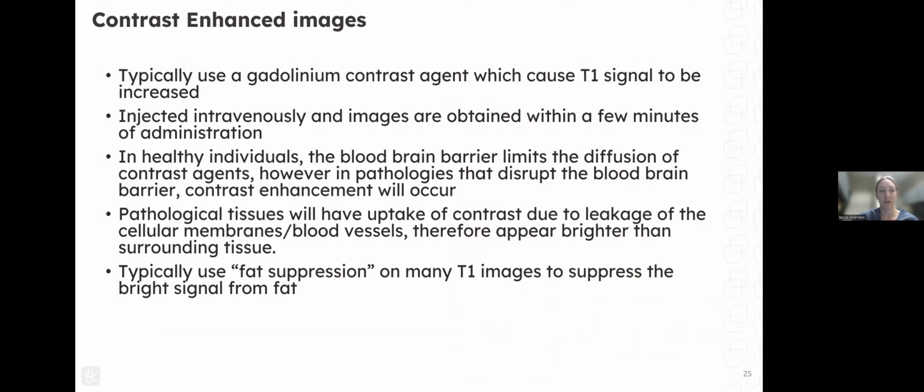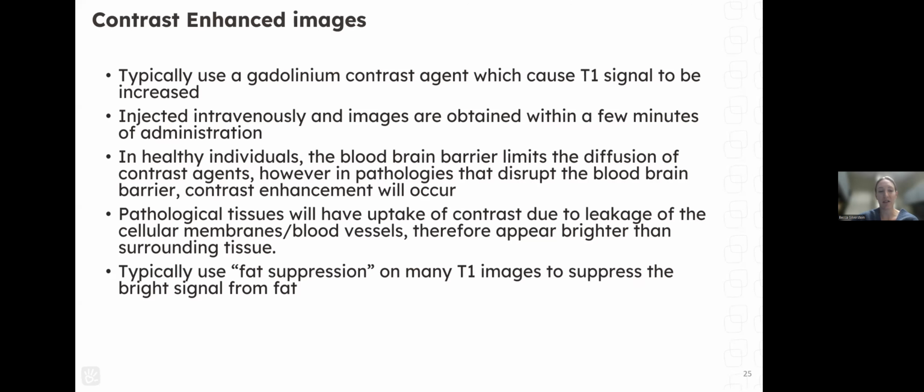Our contrast enhanced images typically use gadolinium contrast enhancement, which causes the T1 signal to be increased. So you inject this contrast intravenously and you get images a few minutes later. In healthy individuals, we have an intact blood-brain barrier, so you limit the diffusion of contrast agents. However, in pathologies that disrupt the blood-brain barrier, you'll have contrast enhancement, and that's typical of what we see for tumors and things. Pathological tissues will have uptake of the contrast due to that leakage of the cellular membranes, blood vessels, and appear brighter than the surrounding tissue. So you're looking for hyperintensities.